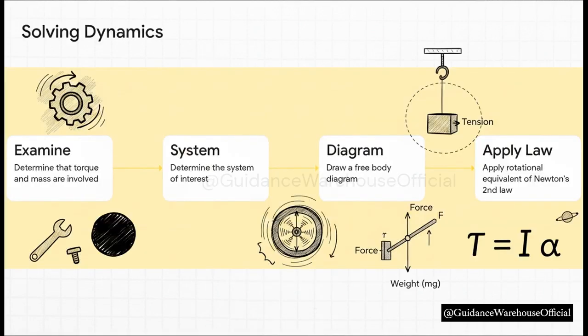Whenever you tackle a rotational dynamics problem like this, whether on an exam or just analyzing the real world, always follow these 4 reliable steps. First, examine the situation and recognize that torque and mass are involved. Second, precisely determine your system of interest. Third, sketch a quick free body diagram. And fourth, apply our rotational analog of Newton's second law, torque equals inertia times angular acceleration.